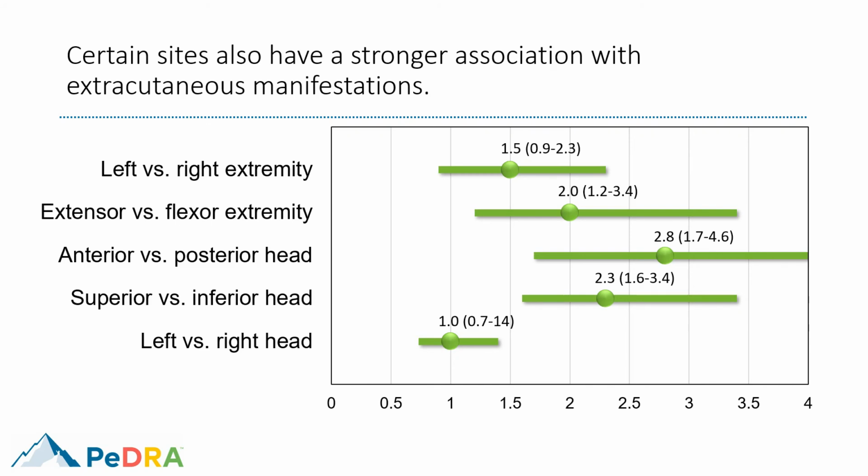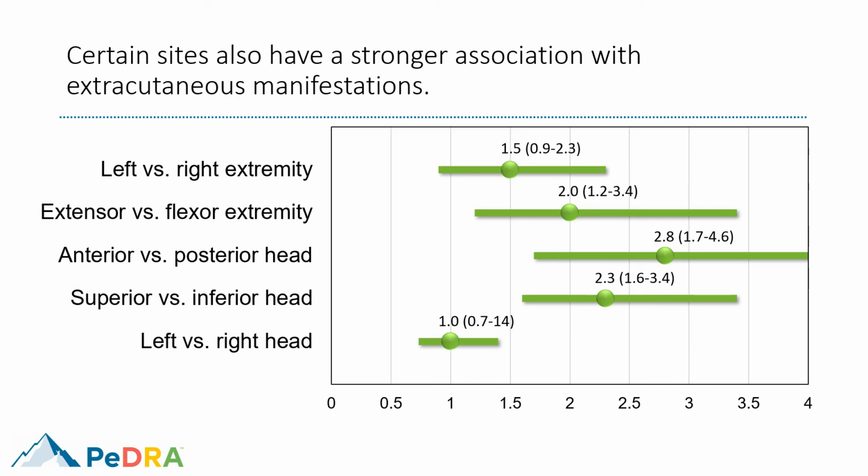We also looked to see whether certain sites had a stronger association with extracutaneous manifestations. So you will see in the top row the left versus right extremity. And when you looked at the odds of having something on the left compared to the right extremity, it was 1.5 times more likely to have it on the left side of the body. However, this did not reach statistical significance. Same thing when you looked at the left versus right side of the head at the very bottom of this chart. There was really no difference in odds of having it on the left versus right side of the head.